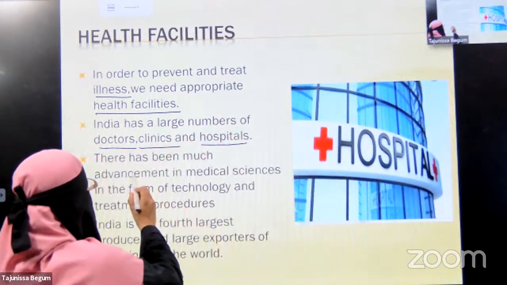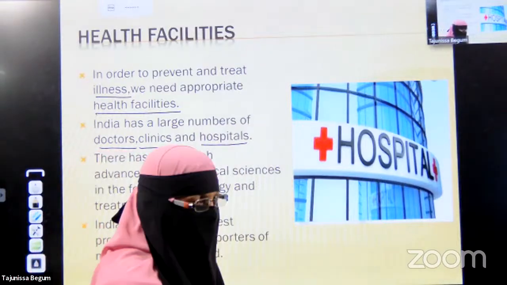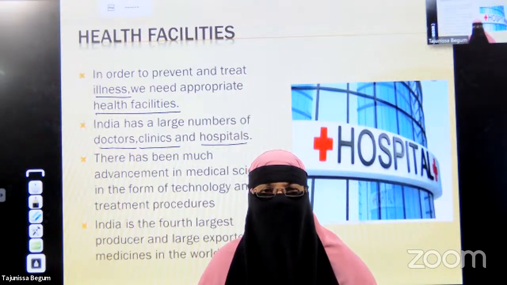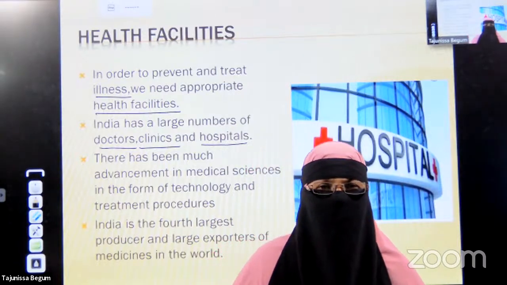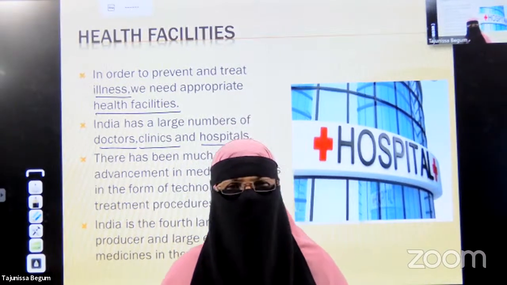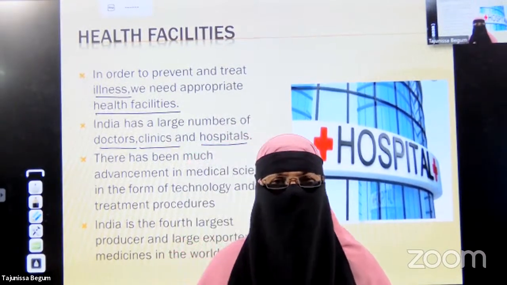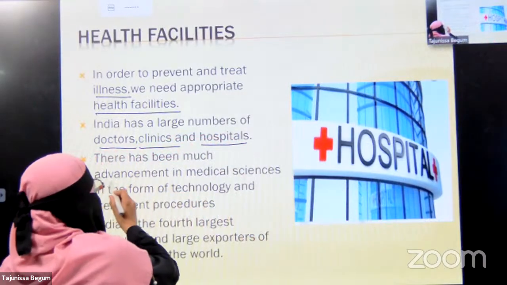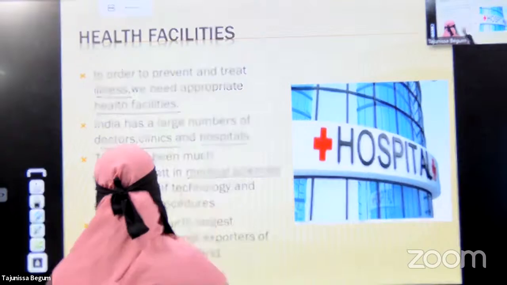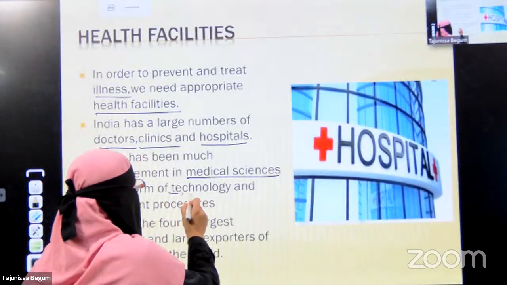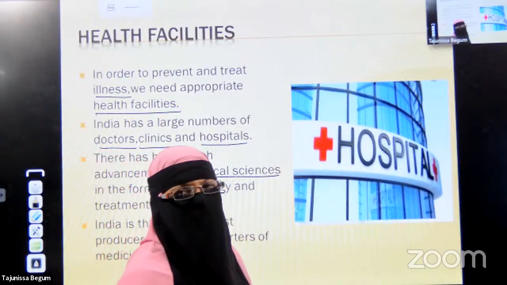Next, there has been much advancement, and day by day, after independence, we can see a lot of change in the medical field. After independence, people are working hard to bring change. People are getting many vaccinations to avoid these types of diseases. See, there has been much advancement in medical sciences in the form of technology and treatment procedures. So we are having good technology and we are able to have good treatment also.